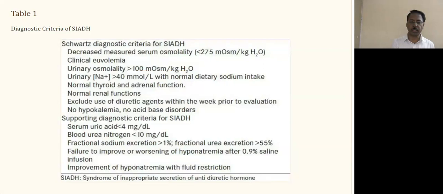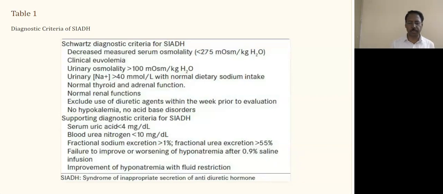So you are looking at the measured serum osmolality. We talked about clinical euvolemia, urine osmolality, and sodium. You need to rule out, and that's something that we do commonly, hypothyroidism and Addison's in these conditions. Renal function should be normal, exclude other drugs that they may be taking, no hypokalemia, no acid-base disorder. Based on these criteria, these are the things that you have to keep in mind.